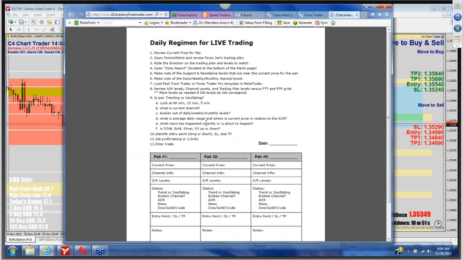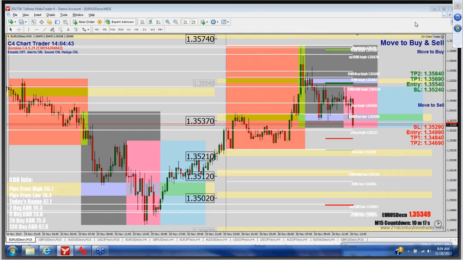And then, of course, we should also have either open or printed out our daily regimen for live trading. This is what we use every single class. We go through this really every single day. We should be using this, not just every single class. And this is our way to approach the market. It gives us a nice, consistent method, and ensures that we're answering all the questions that we need to answer before we jump into the marketplace. So this gives us a nice, consistent way to trade and gather information for placing our trades. So there we go. We got all that good stuff. So now we can go ahead and get started.